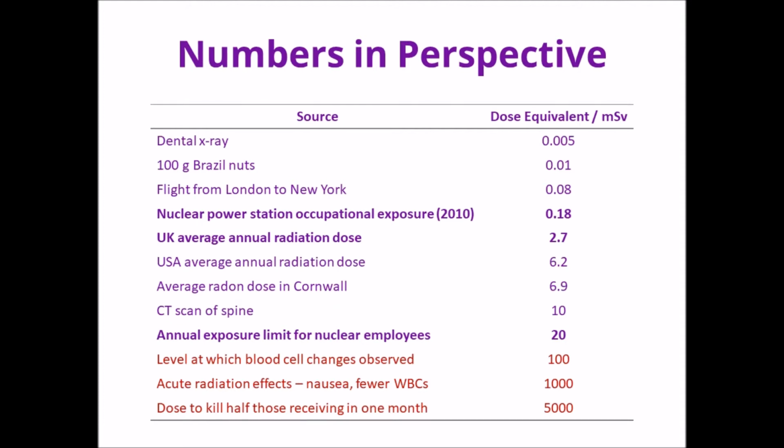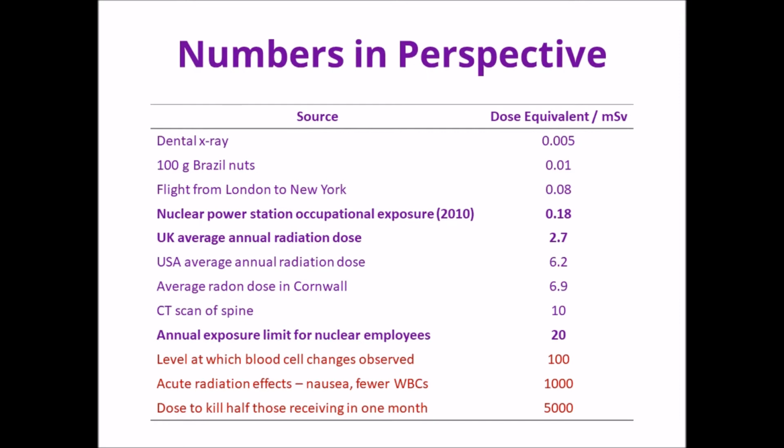Flying exposes you to fractionally more radiation than you would be at ground level, as you are less shielded by the atmosphere from incoming radiation from space. Average exposure to a worker in a power station in the UK is only 0.18 millisieverts per year. Compare that to the annual limit, which is 20 millisieverts. They're approximately 100 times under the set limit.